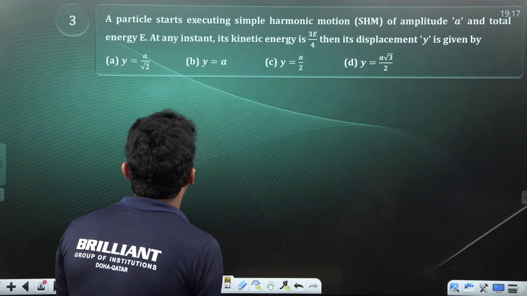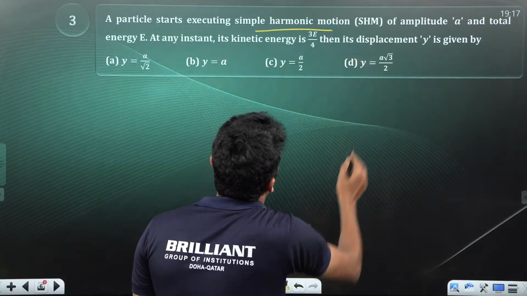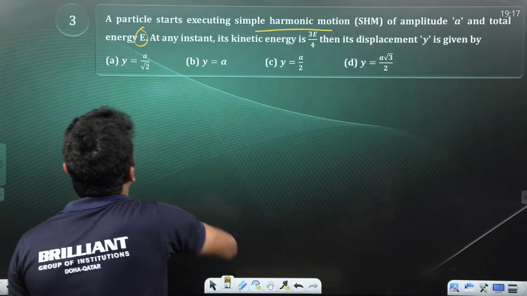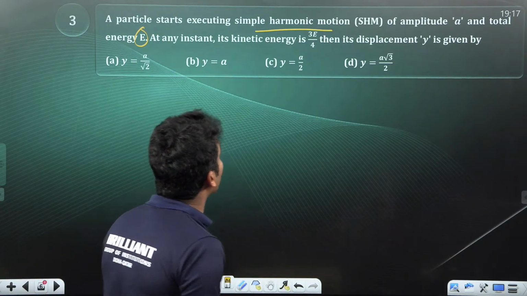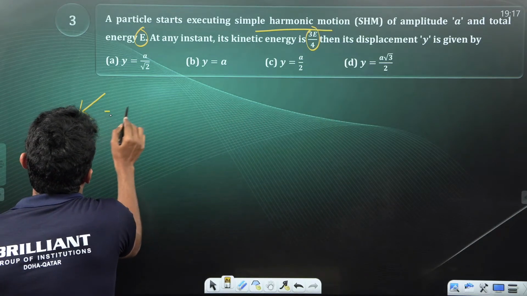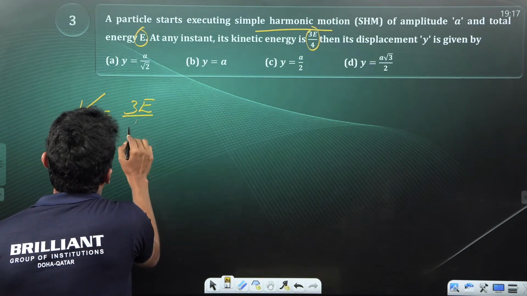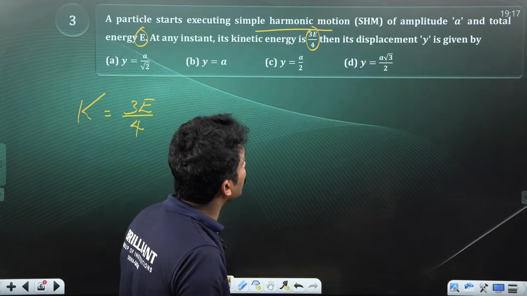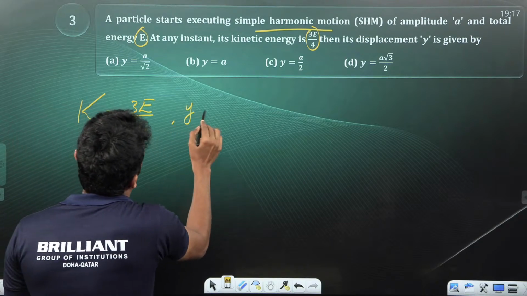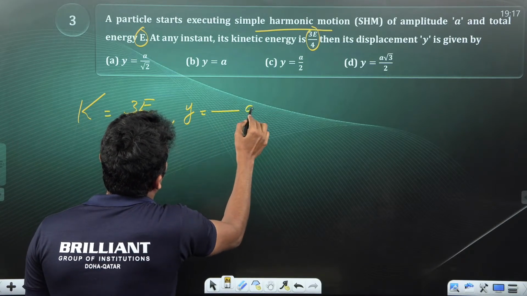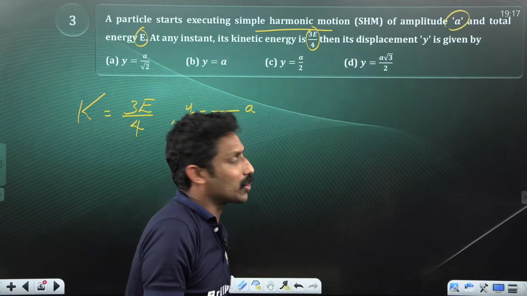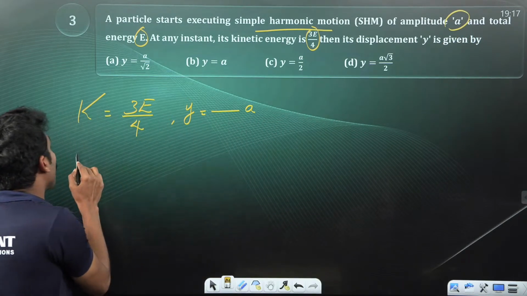A particle starts executing simple harmonic motion of amplitude A and total energy E. At any instant, its kinetic energy is 3E by 4. Kinetic energy is given as 3 times the total energy by 4. Then what is the displacement Y in terms of amplitude? The displacement Y is dash times the amplitude. Small a, the amplitude, is given in the question. Clear?